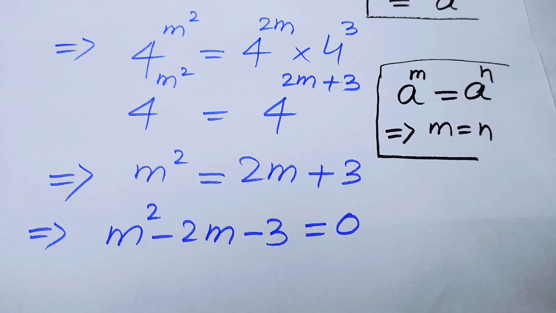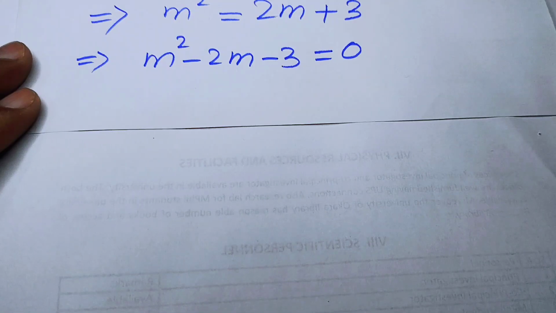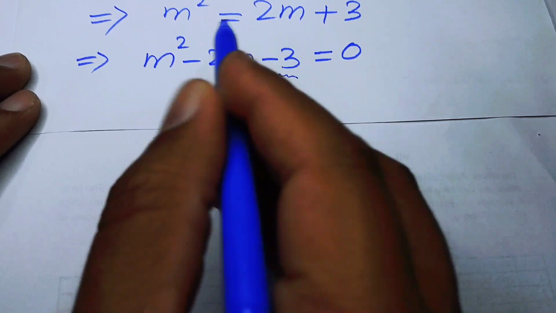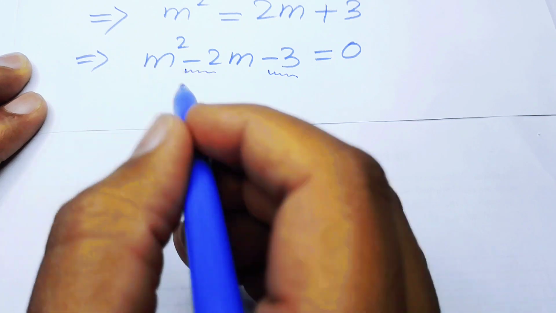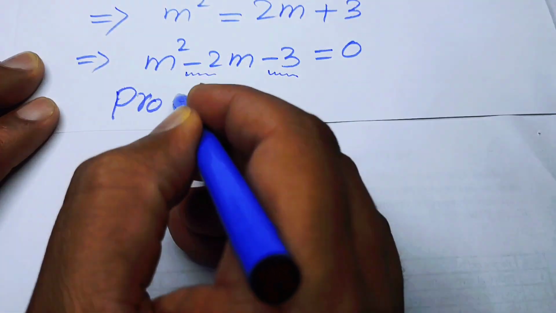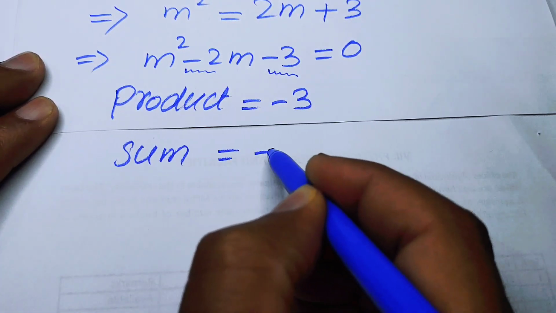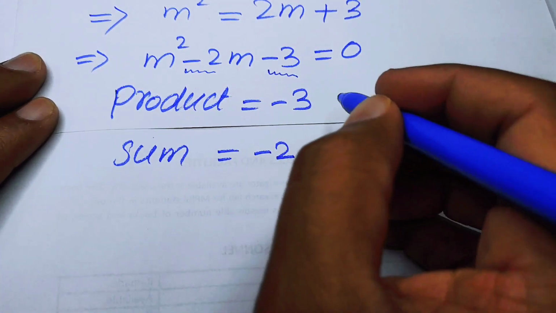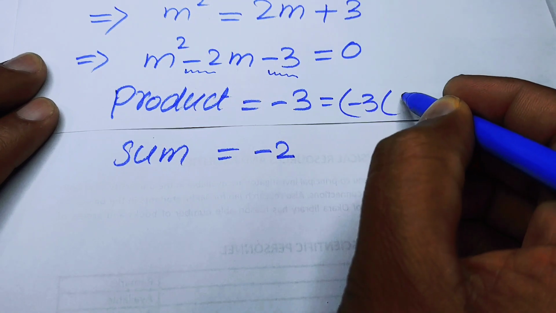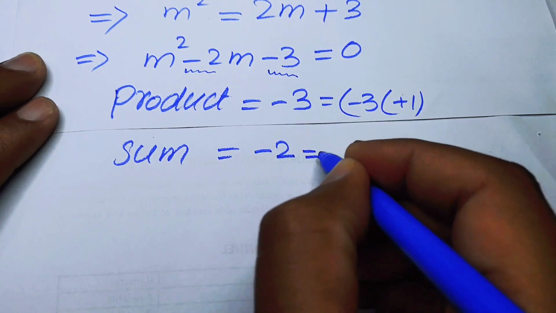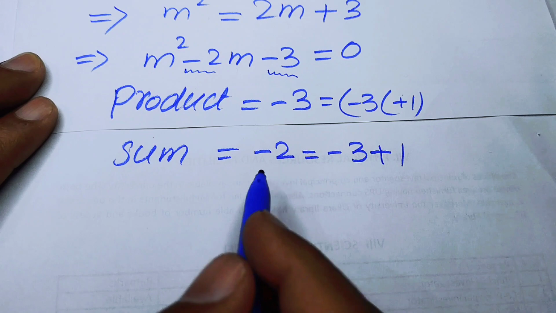This equation is in quadratic form, so we can make the factors of this quadratic equation. We need two numbers whose product is minus 3 and whose sum is minus 2. These numbers are minus 3 and plus 1. When we multiply minus 3 by plus 1, it becomes minus 3, and when we add minus 3 and plus 1, it becomes minus 2.